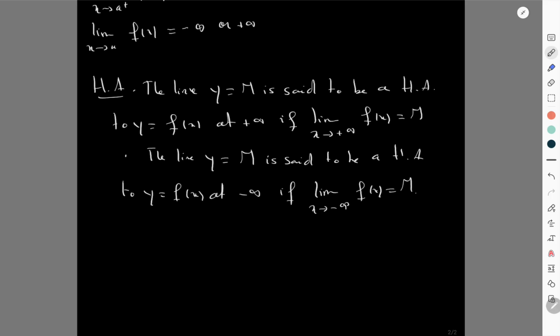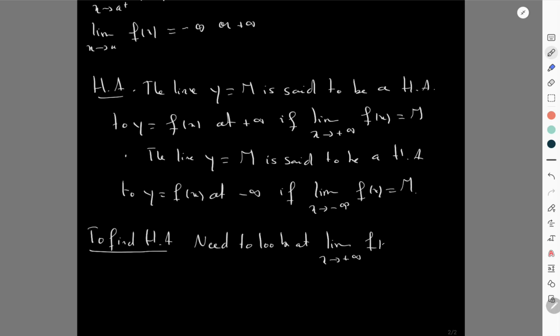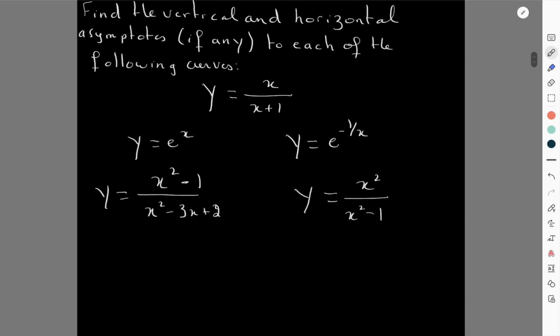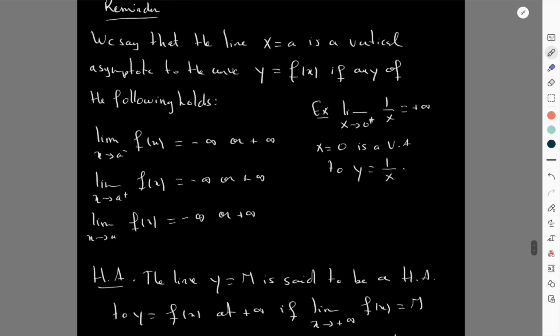So to check for horizontal asymptotes, we need to evaluate the limits. To find horizontal asymptotes, we need to look at the limit as x goes to infinity of f of x and the limit as x goes to minus infinity of f of x. Of course, I'm assuming that these limits make sense. Okay, now let us move to our examples. So let's start with the first example.